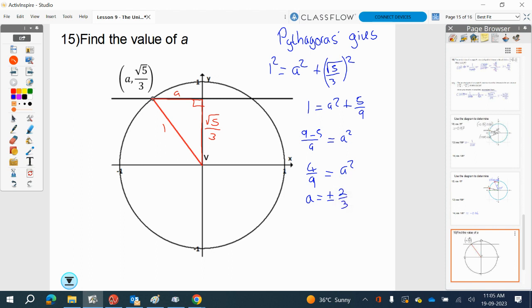Yeah, but we start with plus minus because we've got an equation given by Pythagoras, which we've set up and we solve to its conclusion. At this point, we have to interpret which of these two is the correct answer. So as the point lies in quadrant 2, A is equal to minus 2 over 3.